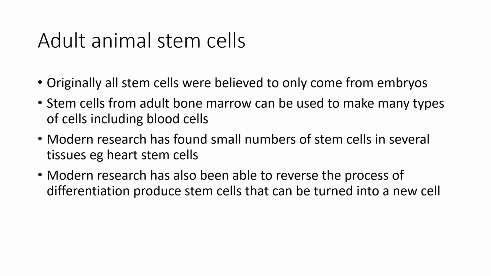So originally, it was believed that all stem cells came from embryos, but from more recent research, we've been able to identify a number of adult-based stem cells found in a number of organs inside the human body. And what they're currently working on is taking these stem cells and changing the DNA inside them in order to change them into other types of cells.